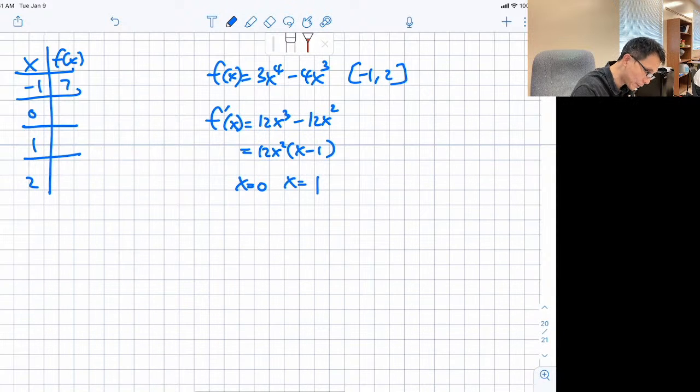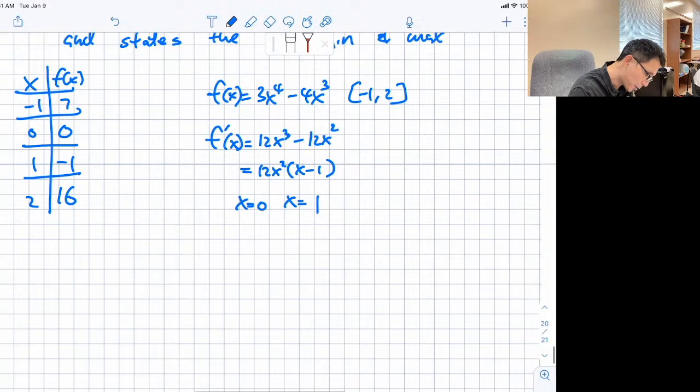What happens if I plug in 0? What happens if I plug in 1? -1. And if I plug in 2, 2 to the 4 is 16, 16 times 3 is 48, 48 minus 32, so it's 16. So this one is the absolute maximum, and this is the absolute minimum.